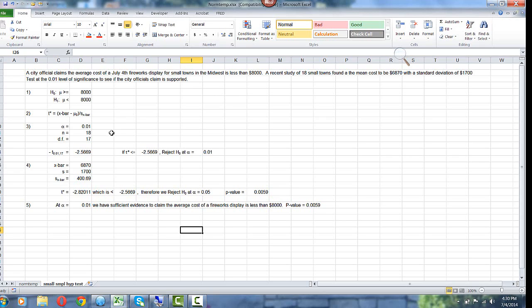Okay. So again, we don't know sigma. This number here came from the sample, so we have a t again. We're going to assume normality, and we have alpha 0.01. That's our pre-sampling probability of a type 1 error. N is 18, so degrees of freedom are 17. So there's no z approximation going on here.